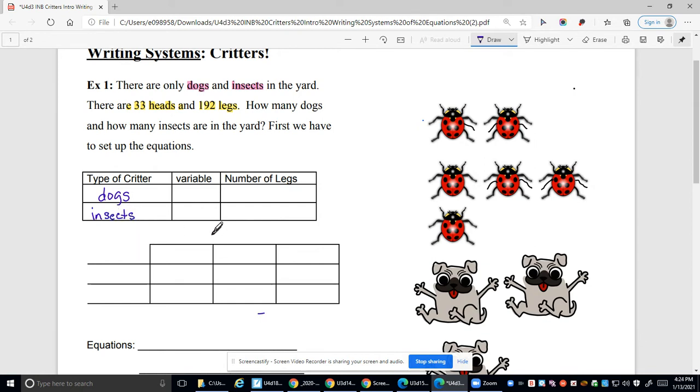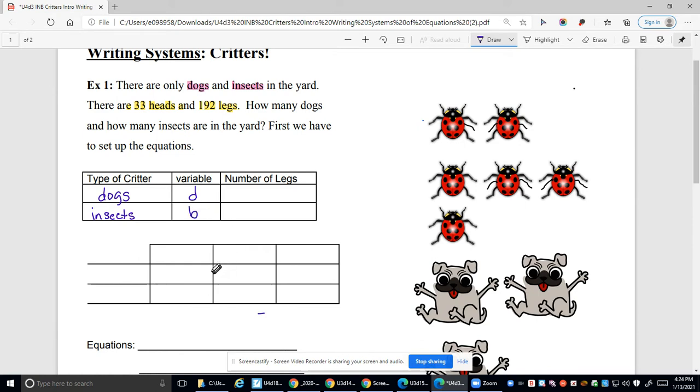Now, for the first time, typically we've been using X and Y, but we can use variables that help us remember what we were talking about. So, for example, I might use the variable D for dog. I don't like to use the variable I. It looks too much like a 1. So I'm probably going to call it B for bugs.